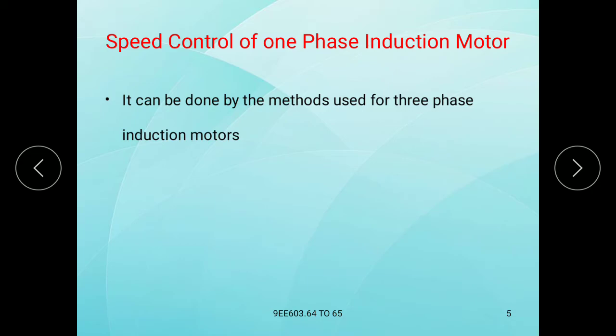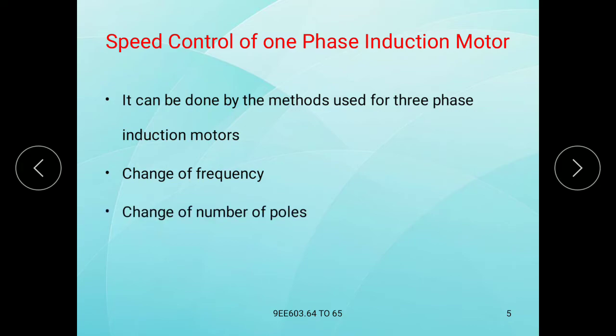Speed control of a single phase induction motor can be done by the methods used for three-phase induction motors. It is change of frequency, change of number of poles, and change of voltage applied to stator.